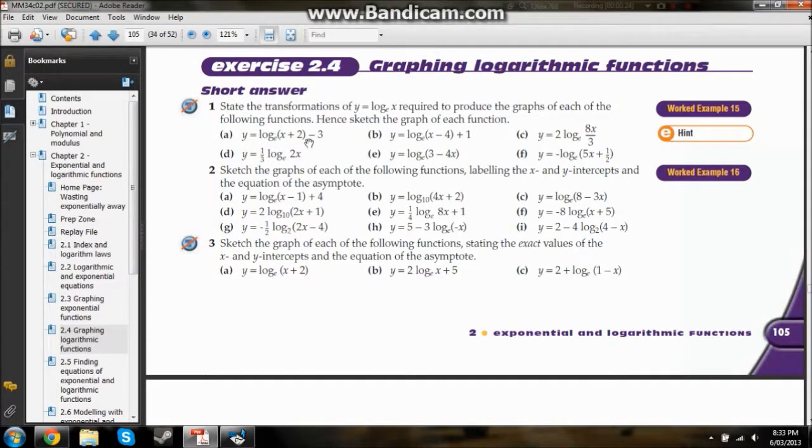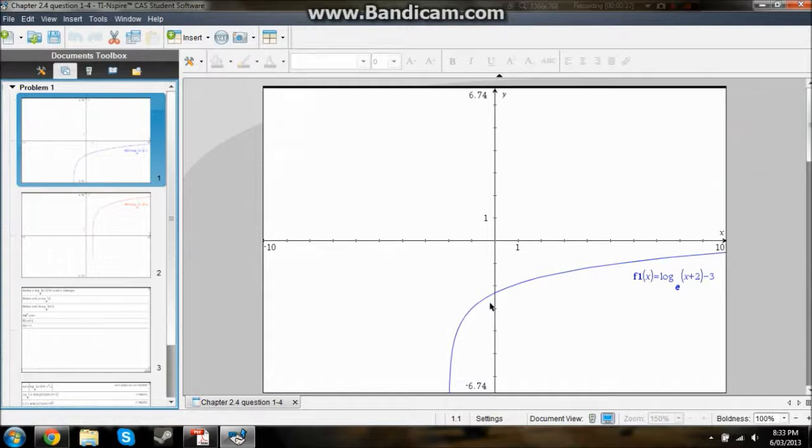If you put a plus 2 in the brackets, it moves it 2 units to the left. And if you have a minus 3 outside of the brackets, it moves the whole graph down 3, as you can see here. So it's being moved 2 units to the left from what the graph would normally look like, which would go up like this. In fact, I might draw that.